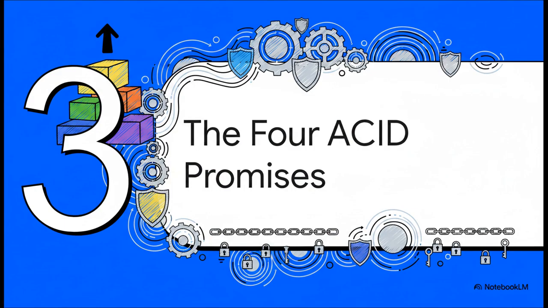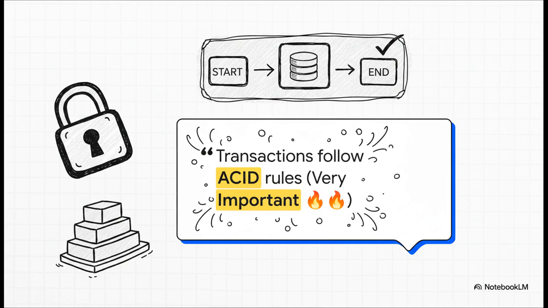Now you might be wondering, how can this be so reliable? Well, it's all built on this solid foundation of 4 strict promises. And together, they have a really cool acronym, ACID. This is what makes transactions so darn trustworthy. And listen, the source material for this explainer really flags this part as very important, with fire emojis and everything, and they are not kidding. If you understand ACID, you understand the very soul of what makes a transaction actually work.